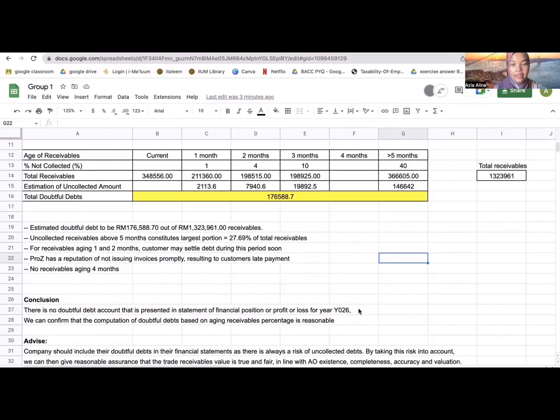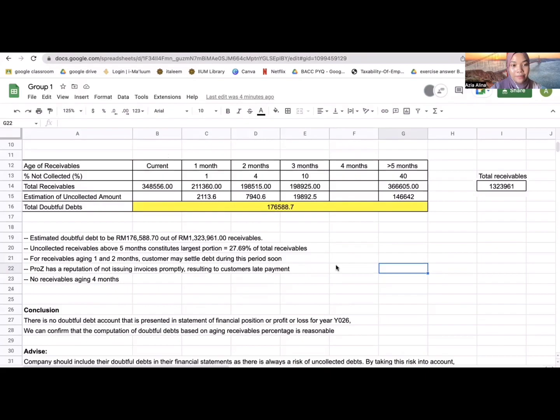We can see that uncollected receivables for above 5 months constitute the largest portion of total receivables, which is around 27.69% of total receivables. For receivables aging 1 and 2 months, we have assigned a lower percentage of them not being collected because we assume that the customer may settle during this period soon. And this is also contributed by Prozi having a reputation of not issuing invoices promptly, which results in customers' late payment and customers having to pay penalty.